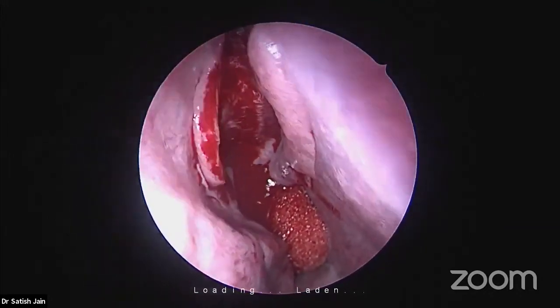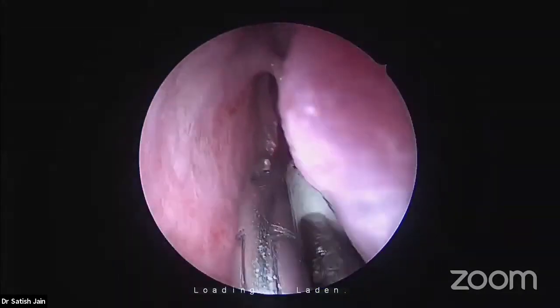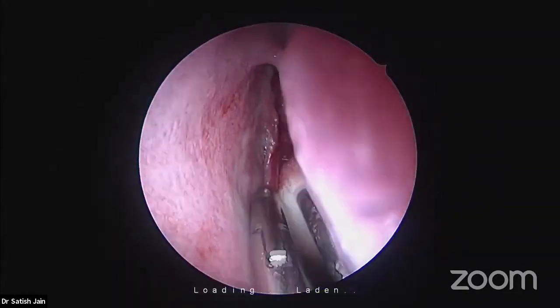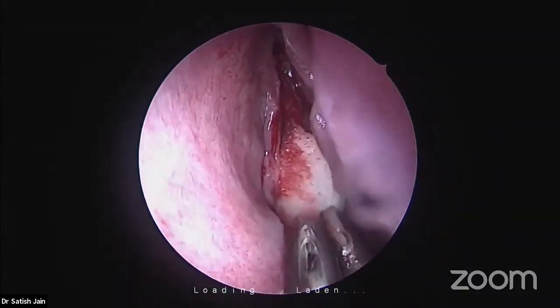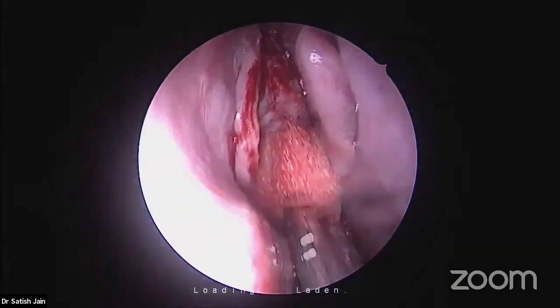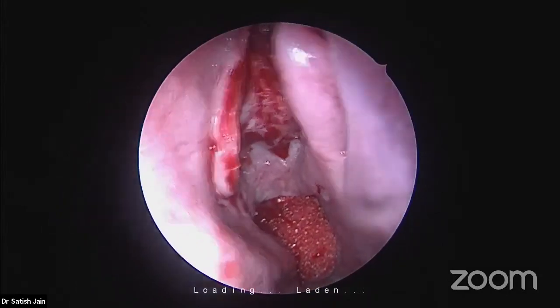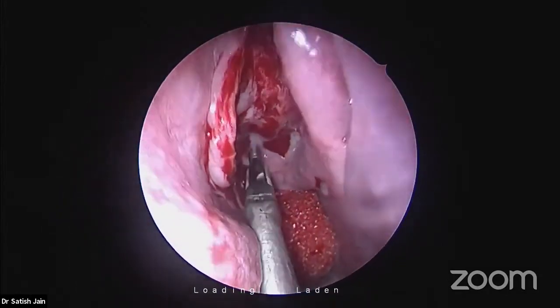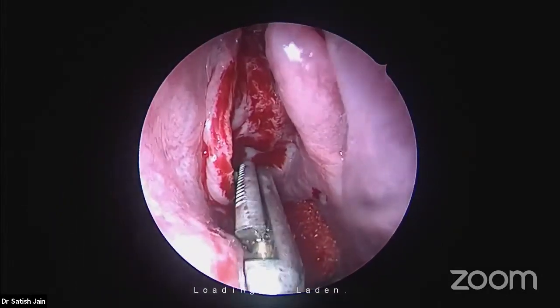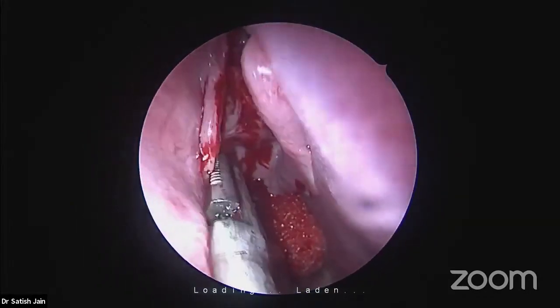I can remove this uncinate using a sickle knife also here. I can take a sickle knife right from here to here, but you never know. The orbit is very close, lateral to the uncinate. You can enter into the orbit very easily in the beginning. So the best way is to go behind. Go behind the infundibulum, engage your reverse biting forceps and bite through it.